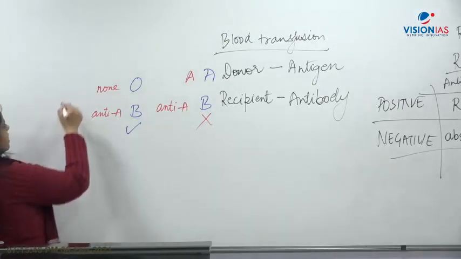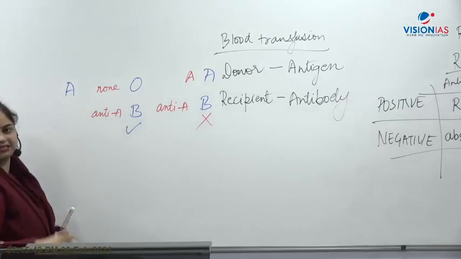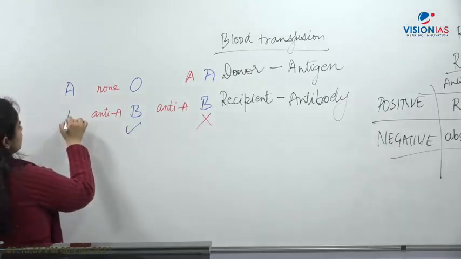Let's take one more example. So we again keep A as our donor, and instead of B, now we have AB.